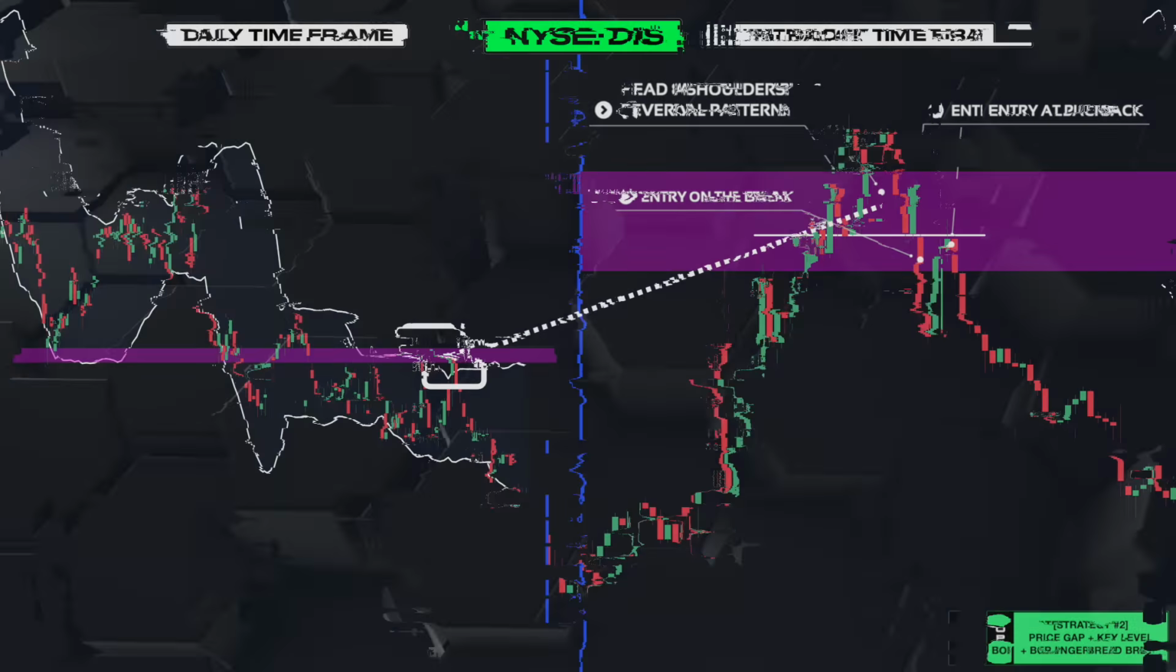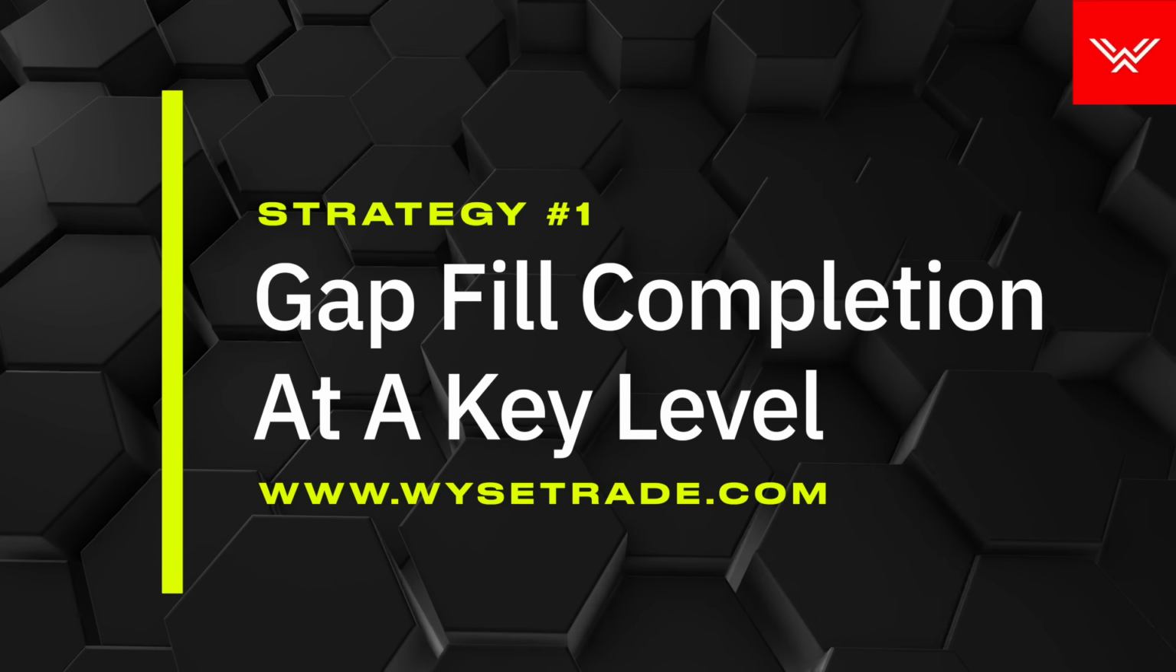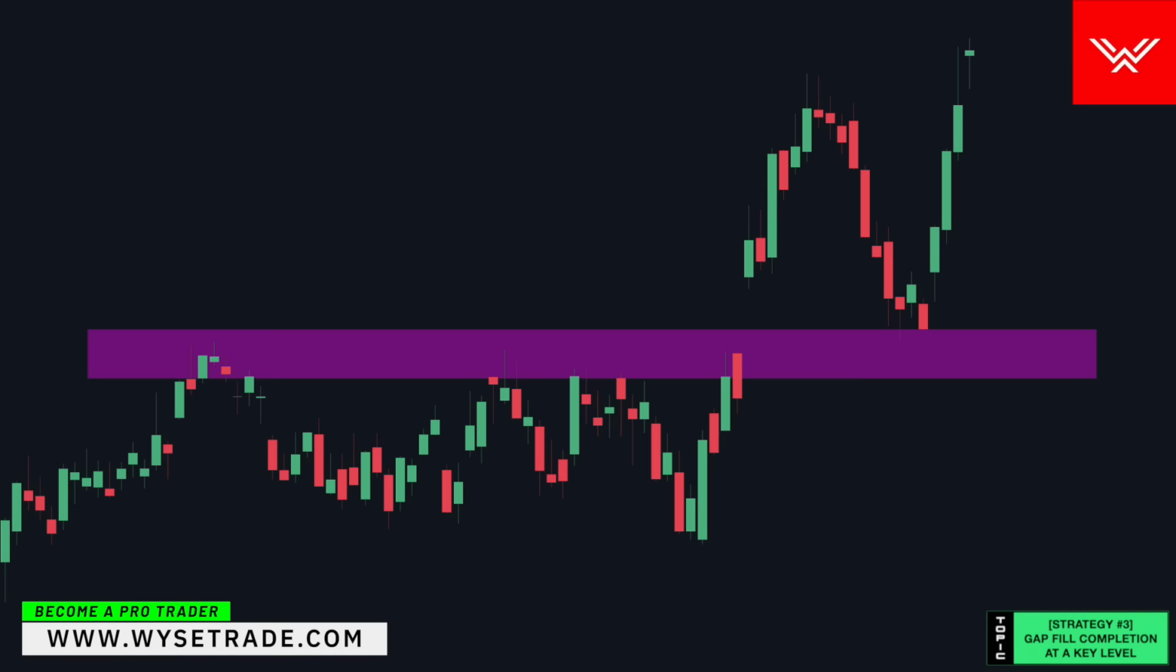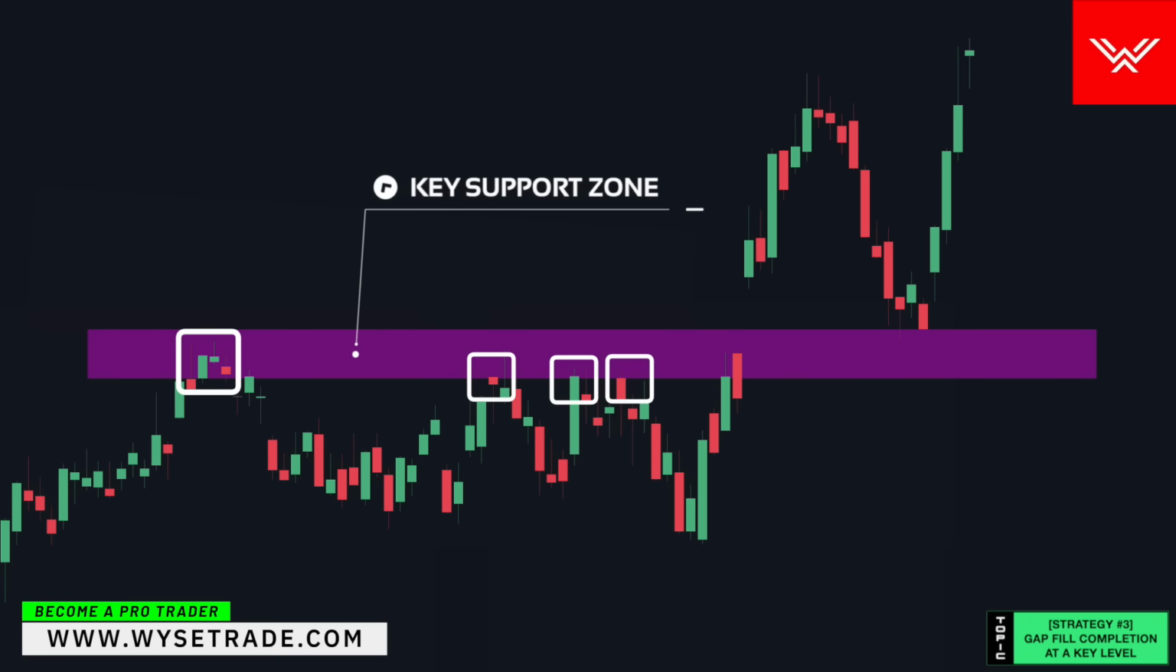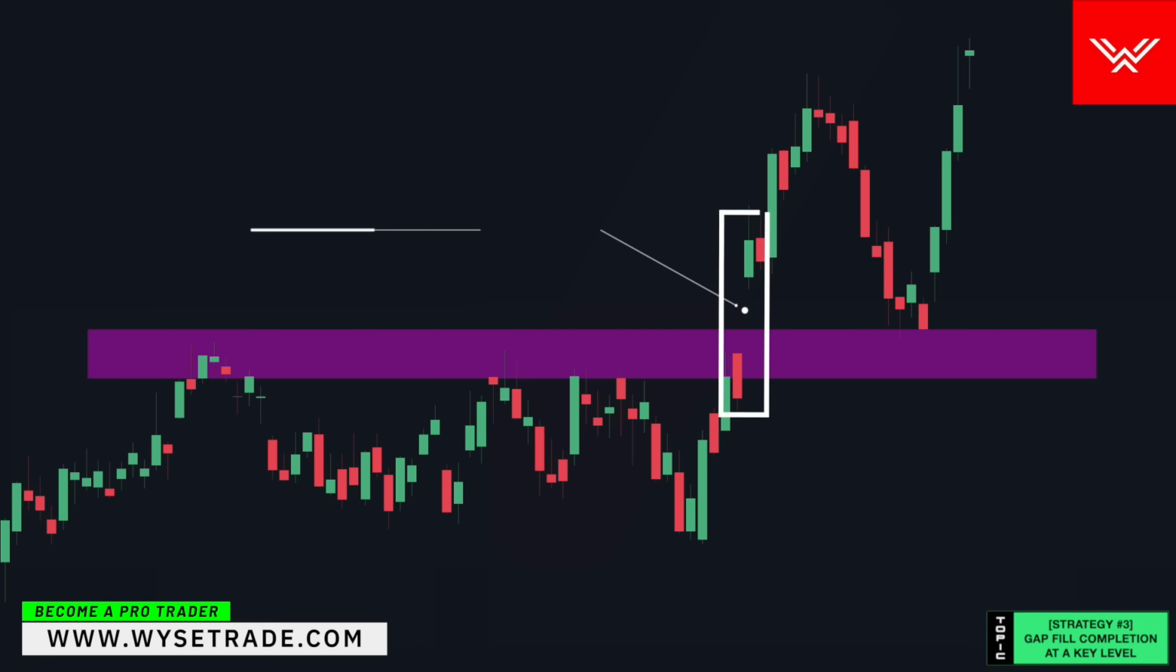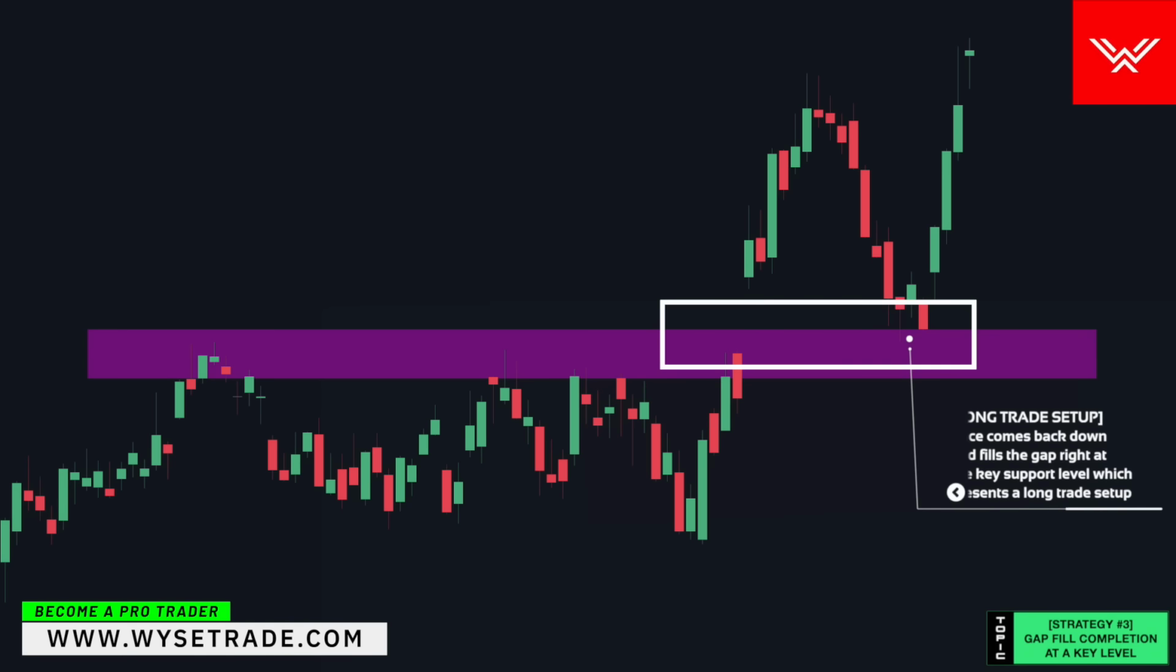So moving on. A gap fill completion at a key level. You have a clear, strong moving uptrend, so you want to trade with the trend. These reversal points give you a key level. This is your gap up here. Price comes back down and fills the gap right at the key support level, which presents a long trade setup.